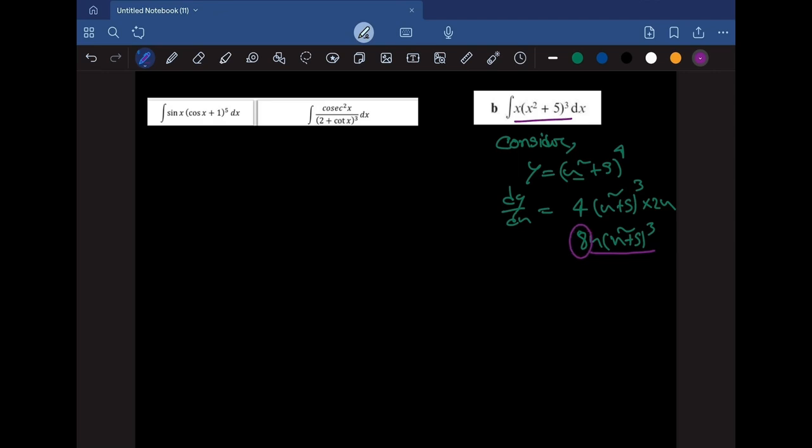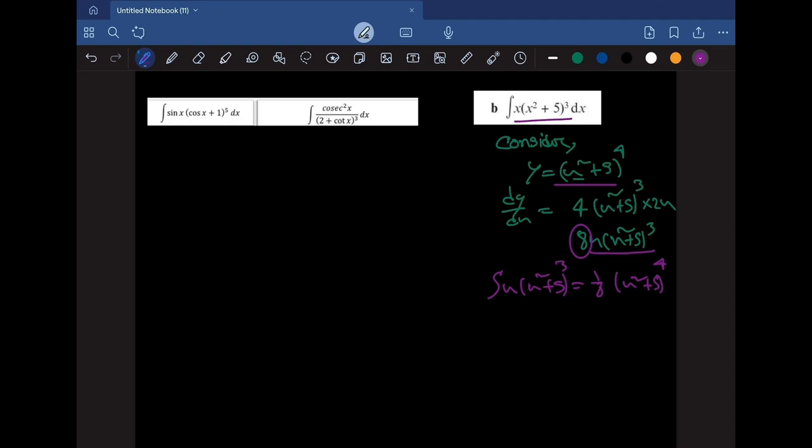So what we'll do is we will add this value and divide it by 1 by 8. So it will write 8 differential of x squared plus 5 to the power of cube is equal to 1 by 8 x squared plus 5 to the power of 4. So basically this is how we do this kind of maths, right?